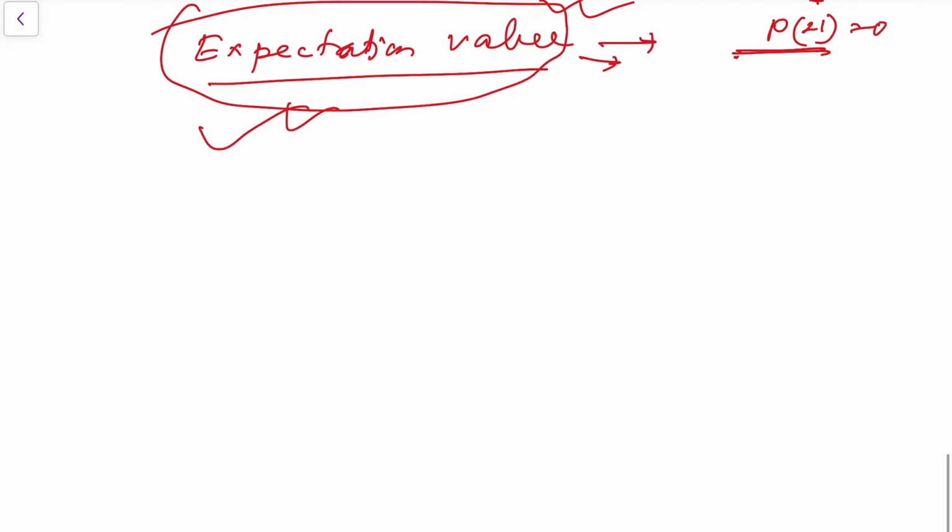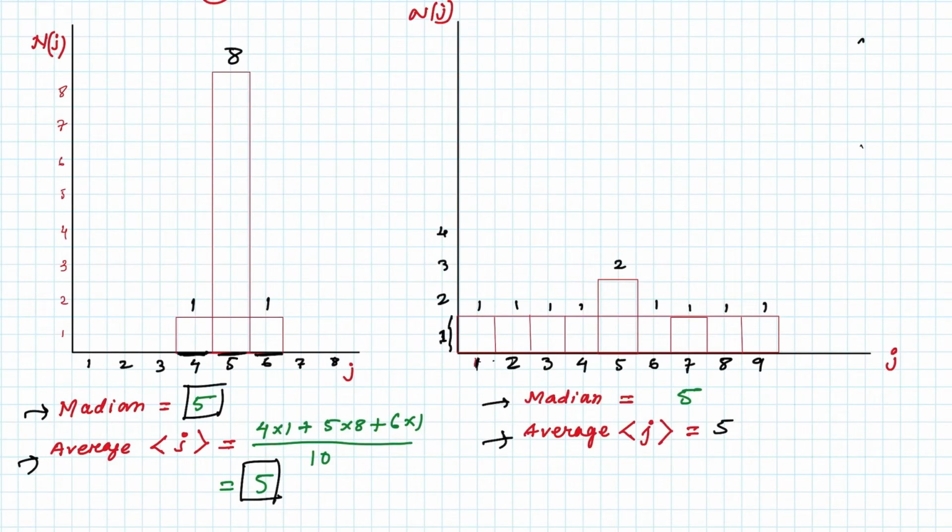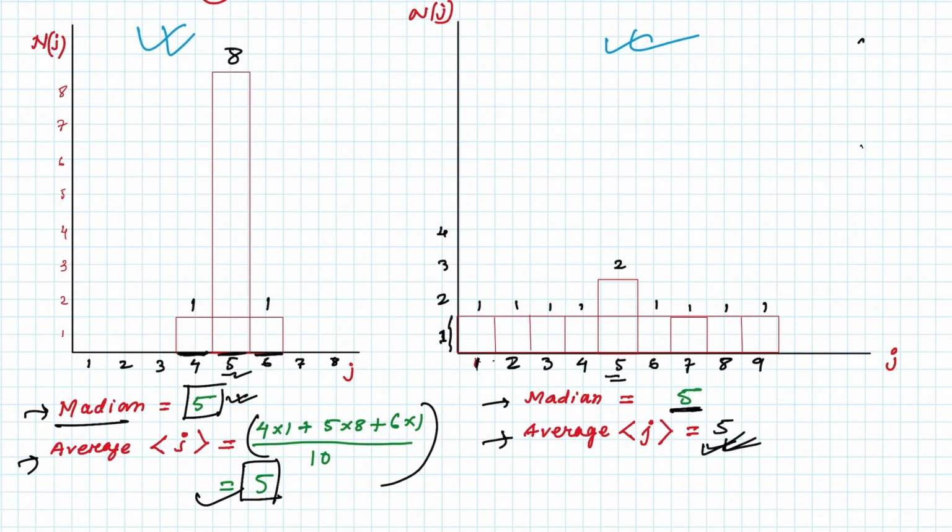Okay, so now to understand better, let us take another two examples. If you observe these two histograms, they are histograms of different sets of data, but if you calculate the median, here we will get 5. If you calculate the median from this histogram, it is clearly 5, and here also you will get 5, and if you calculate the average, then also you will get 5. I haven't shown the calculation, I think you know how to calculate the average. Here also the average is 5, the same average you will get.